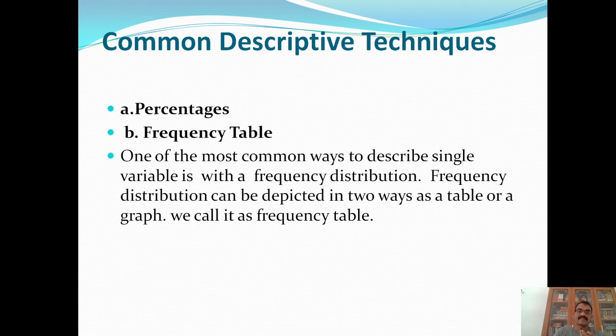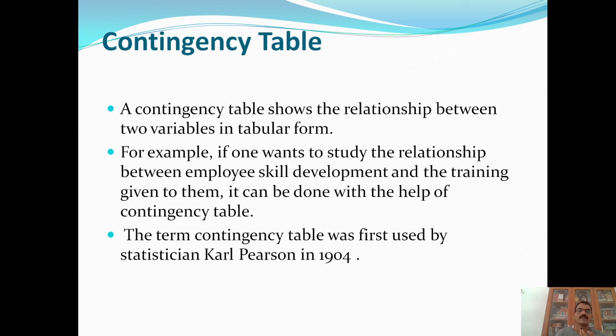Common descriptive techniques. First one is percentages. No need of explanation. Second one is a frequency table. One of the most common ways to describe a single variable is with a frequency distribution. Frequency distribution can be depicted in two ways, as a table or a graph. We call it a frequency table. We can represent the frequency distribution in two ways, either through a table or through a graph. Contingency table.